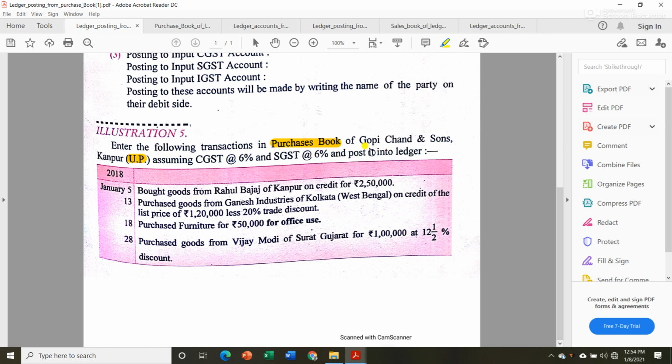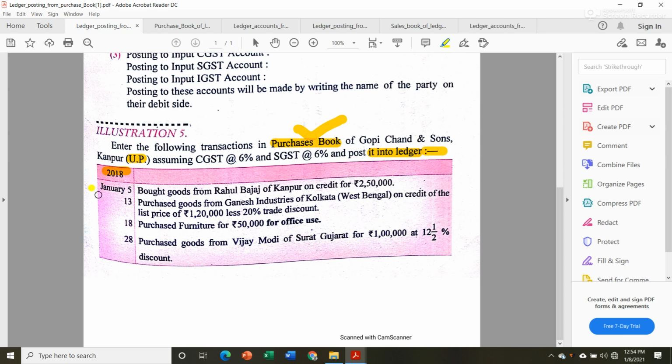Then we are supposed to post those transactions into ledger. Now see, in this question they haven't asked us about trial balance, so we are simply going to prepare purchase book and then ledger. Okay, now let us see the question.